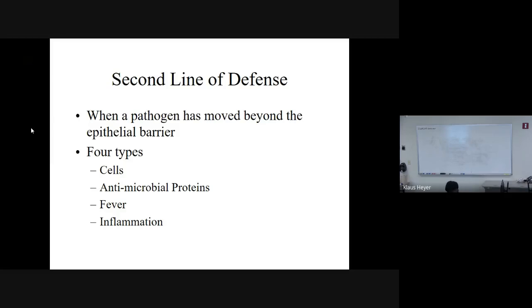We got past the epithelial tissue, for example, like your skin or the lining of your esophagus or something like that. And so there's different ways to approach this, and these are the 4 types, and I've got a slide on each type. We've got some different cells that can work, some different proteins, fever and inflammation. So I've got a slide on each one of these. Okay.